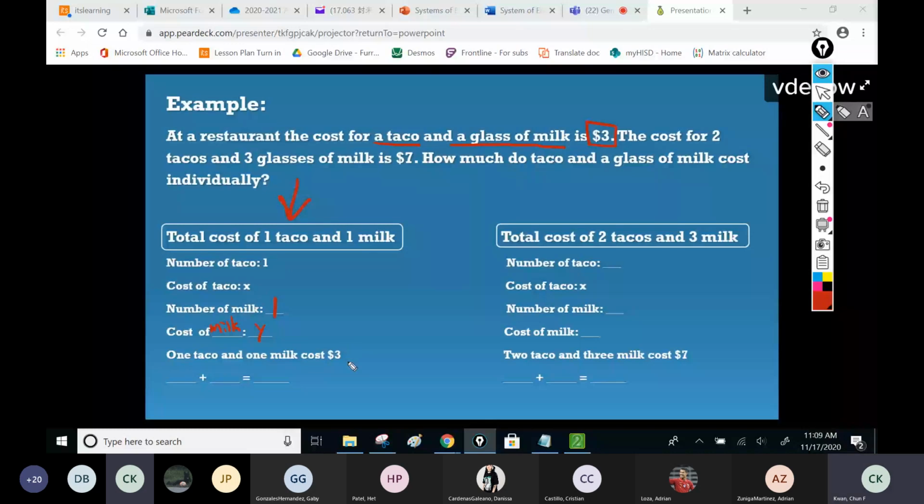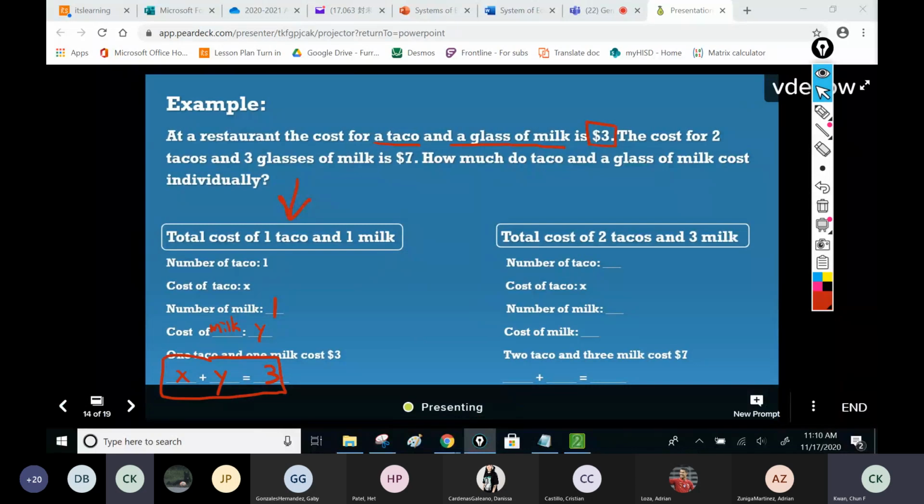So we can pretty much set up the equation like this. You have one taco, which is x, and then one milk, and the cost of the milk is y. You don't know that, so we'll set it up as an unknown, so it's a y. And then together, it costs $3. That is going to be your first equation.